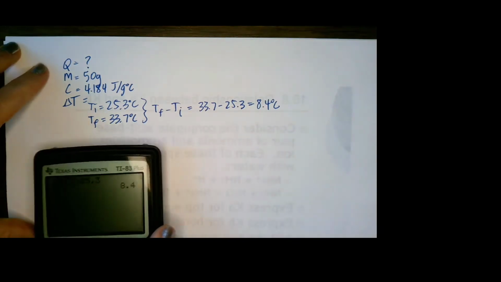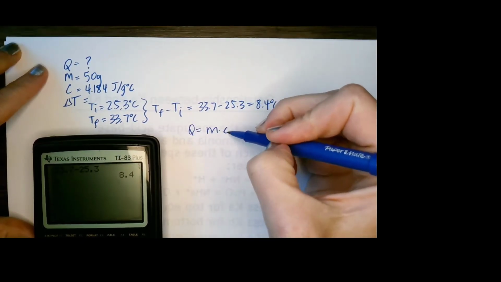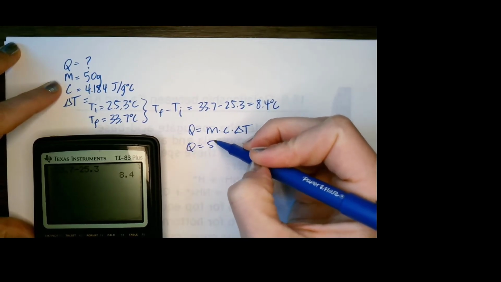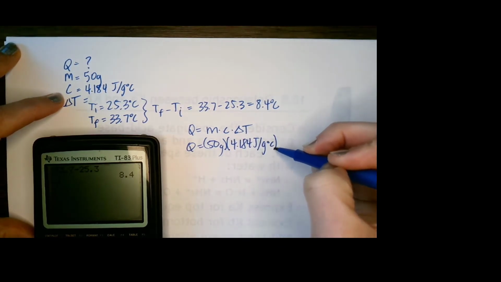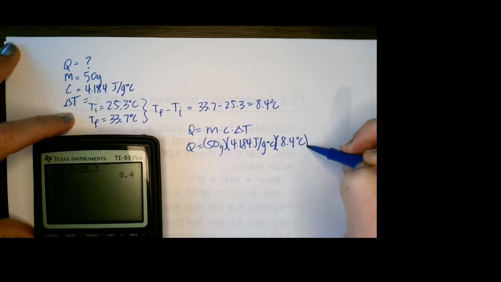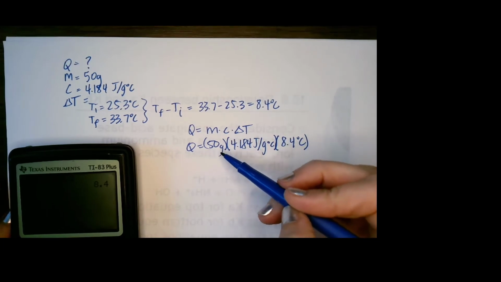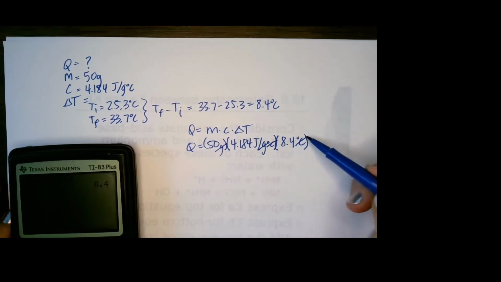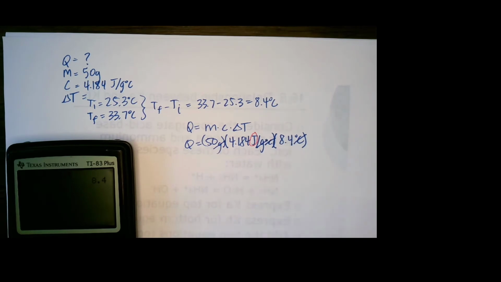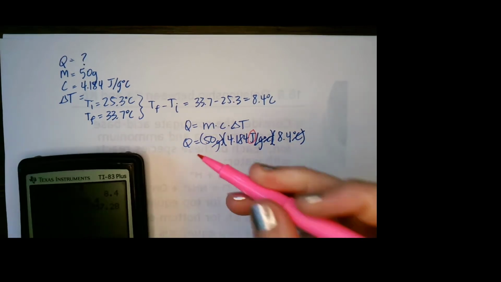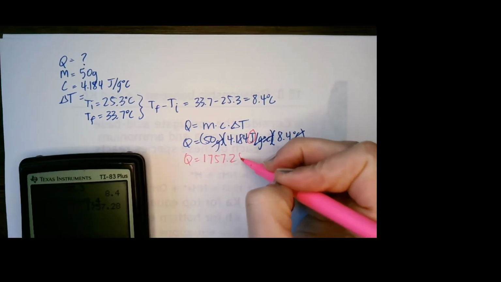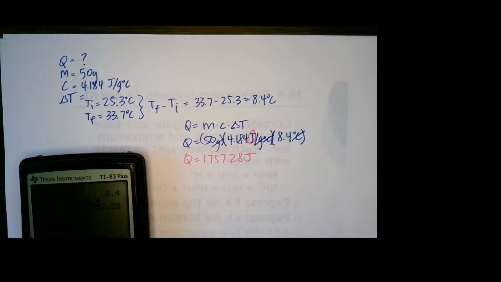So I've got everything I need here to plug it into M times C times delta T. So Q is equal to 50 grams, my M, my C 4.184 joules per gram degrees Celsius, and delta T was 8.4 degrees Celsius. And if we look, we can see that all of our units are canceling, grams, grams, Celsius, Celsius, except joules, which is what our final answer will be in. So now we just need to plug and chug. So 50 times 4.184 times 8.4, and I get 1757.28 joules.